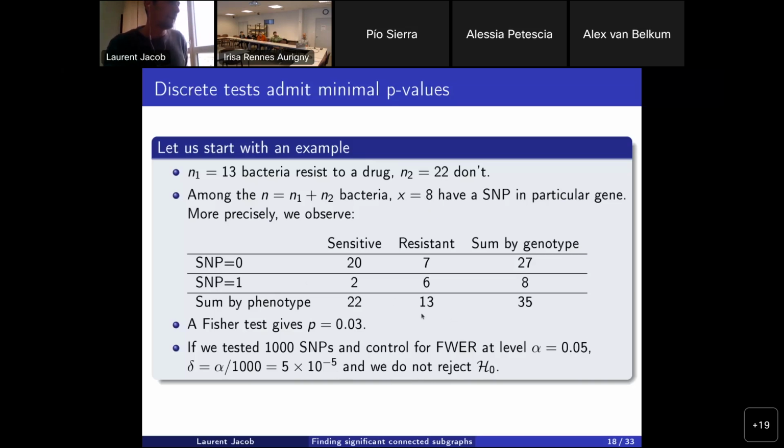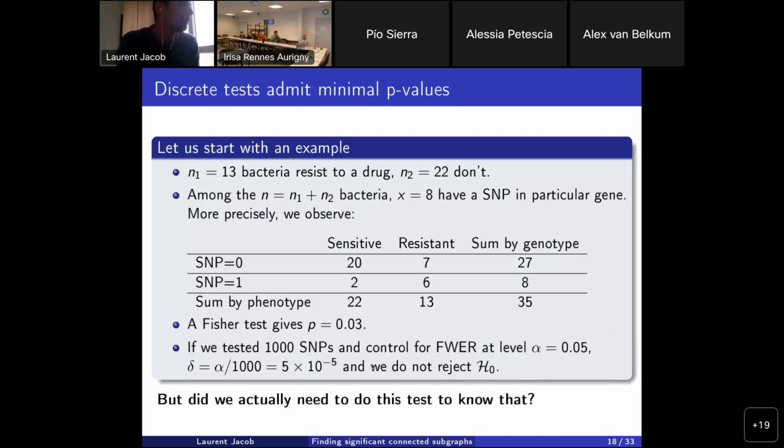And we do a Fisher test. That's one possibility. We get a p-value of 3%. And then we take a decision. For example, if we are testing 1,000 SNPs like this one, and we want to control the family-wise error rate at level 5%, then we don't reject H0 because we would need to have the p-value lower than 0.05 divided by the number of tests, which is much smaller than that. Okay, so we don't reject in this case. And the question is, did we actually need to do this test to know that we are not going to reject?